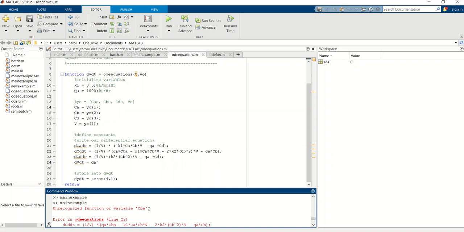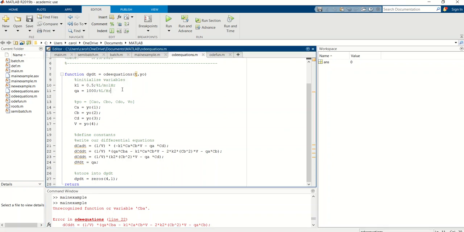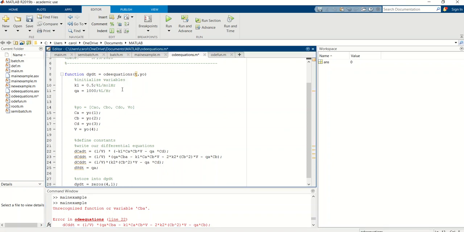This time it's because of CBA. CBA here is not defined, so we're going to go back up here and define CBA. And that's our added concentration of B, which is 0.5 moles per liter.